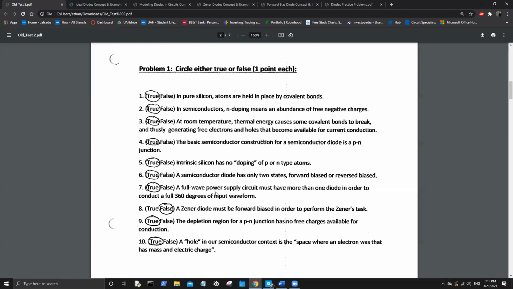To call it a full wave power supply, is it just implied it's a rectifier? Yes. And a full wave bridge rectifier, right? That's the full name of the rectifier that we would have to use for this. Yeah, so it's implied. The bridge part is about smoothing it out.